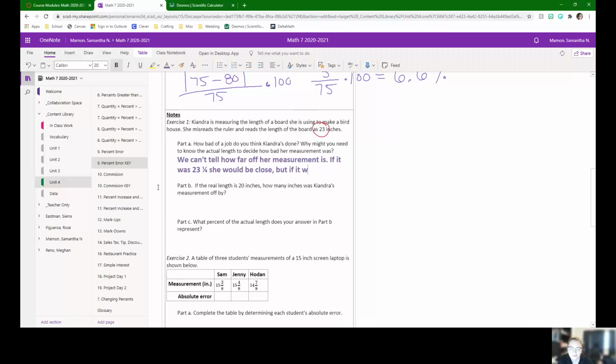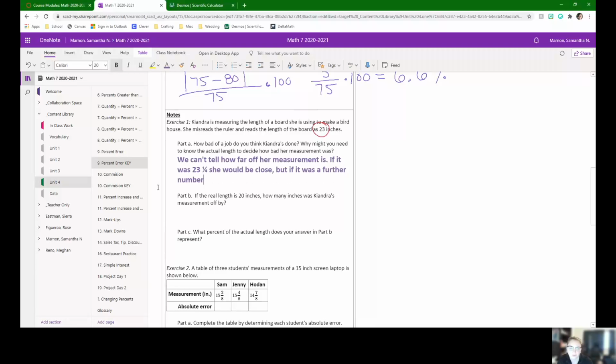But if it was a bigger number or a smaller number, I'll say a further number because it's just going to be further from it, like 50, she would be really far. So depending on what that actual is going to depend on how far off she is, right? Because if she's pretty close, it's not bad. But if she's really far off, it's not really great.